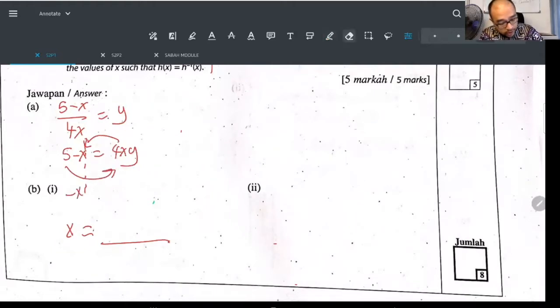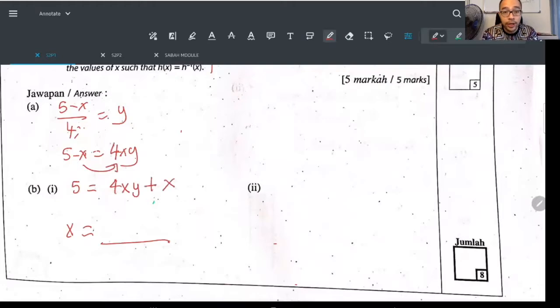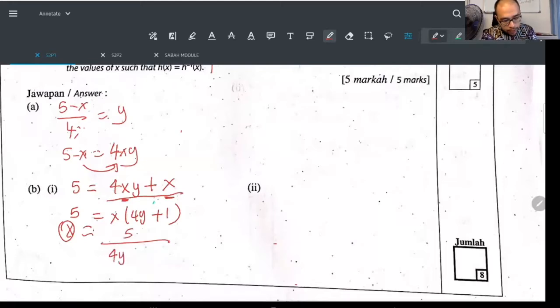You move that across, and I will get minus x. Oh, this is so ugly because all my writing is all over the place. So 4xy. I'm going to move this x across. So 5 equals 4xy plus x. Usually in situations like this, you want to factorize out the x. So x times (4y plus 1) equals 5. Remember, our end goal is to get this x alone on one side. And usually it will involve factorization. So you will get x equals 5 over 4y plus 1.